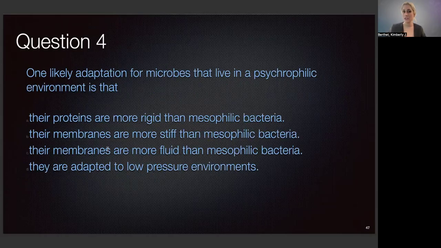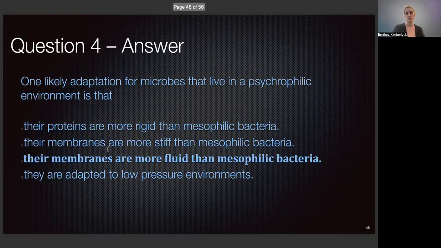One likely adaptation from microbes that live in psychrophilic environments is that... Okay, moving to the answer for question 4, which is that their membranes are more fluid than mesophilic bacteria. So if we go back to psychrophilic environments, these are those extremely cold environments. In extremely cold environments, we have less movement. So as we heat things up, molecules move around faster.